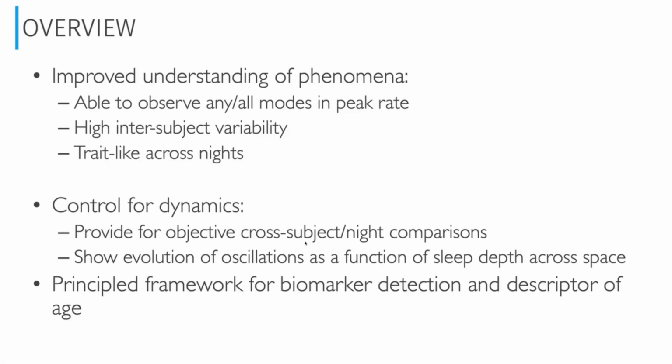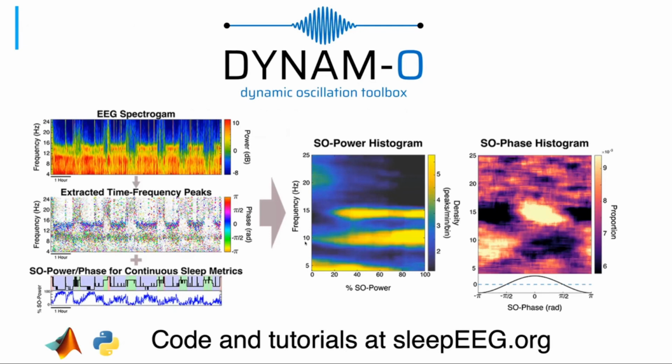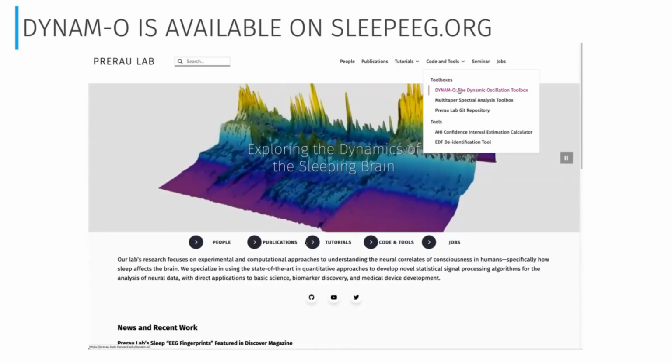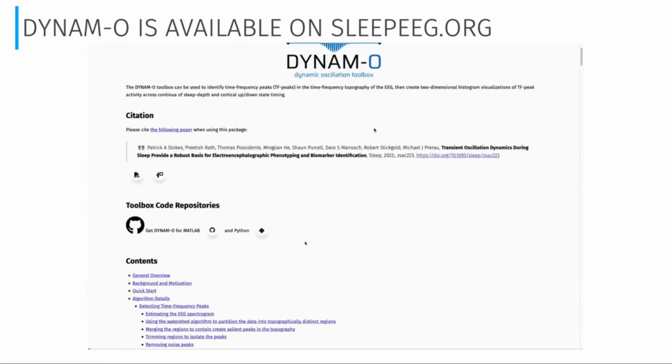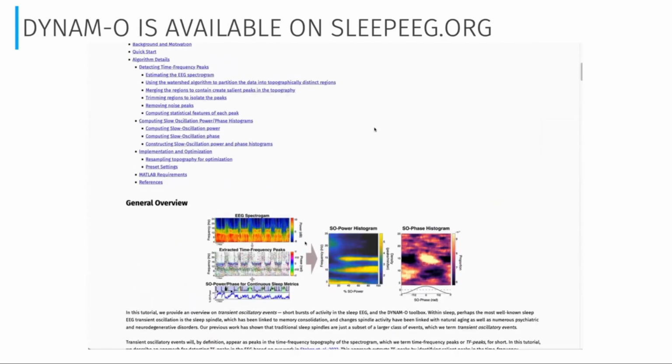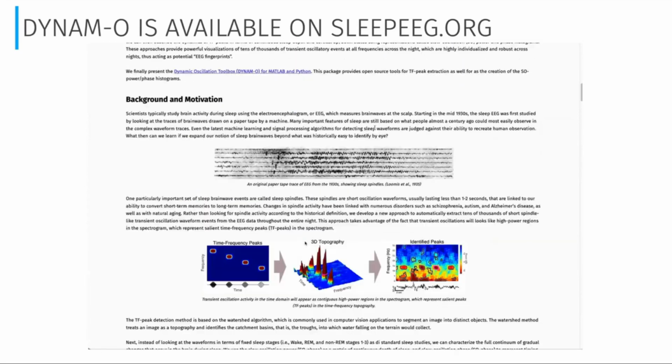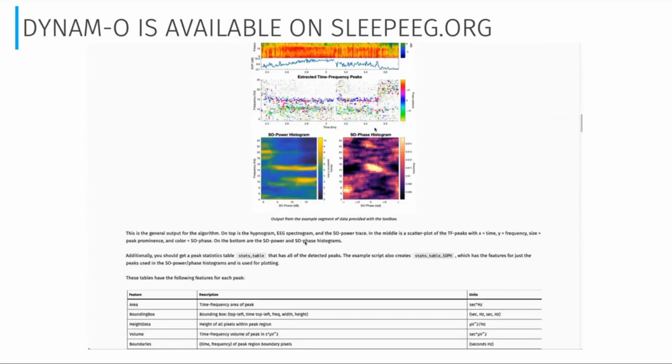We are using this as a biomarker framework for detection and description of neurodevelopmental age. So just wanted to finish up saying, again, you can find our code and tutorials at sleepeeg.org. We have in-depth tutorials walking you through step-by-step how to create these and what to do with them. You can go to our website, click on this DYNAM-O page, and over here you can see our tutorial that will walk you through some of the background and then start getting into some of the example scripts and functions.